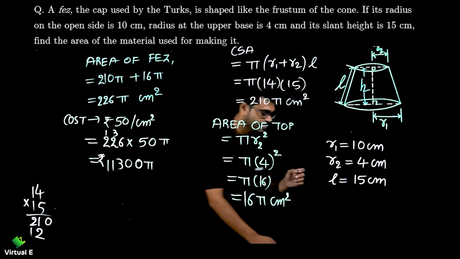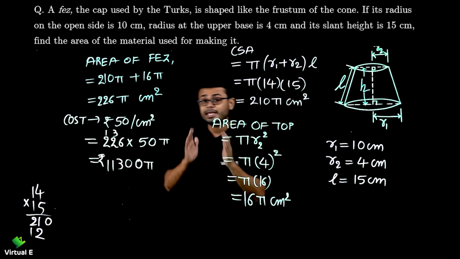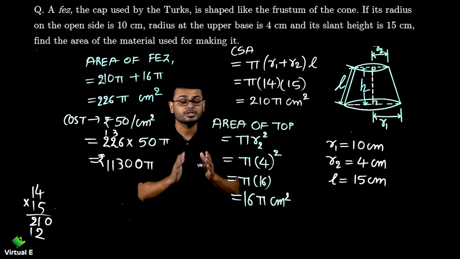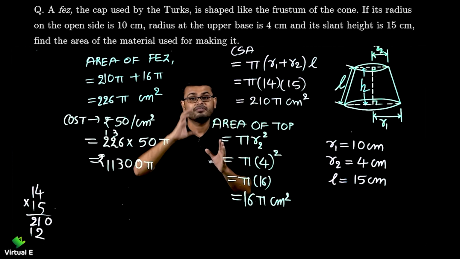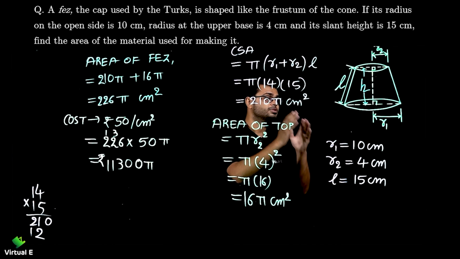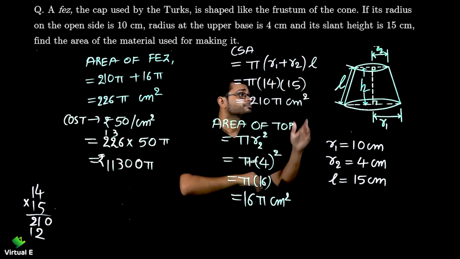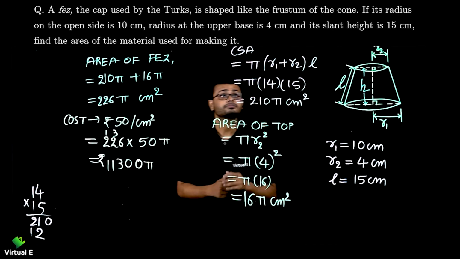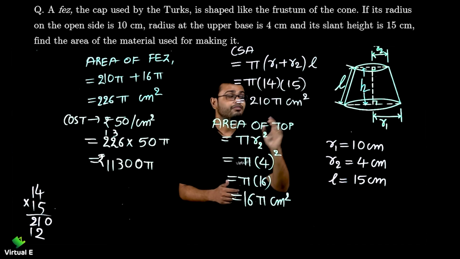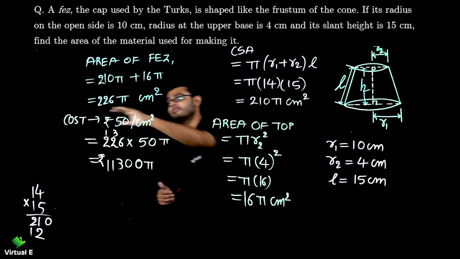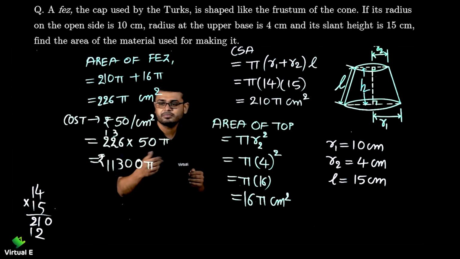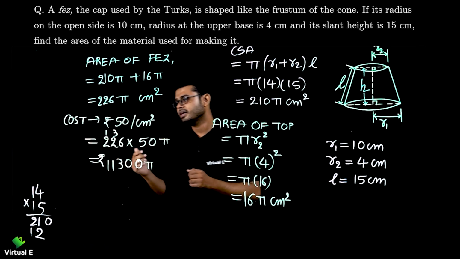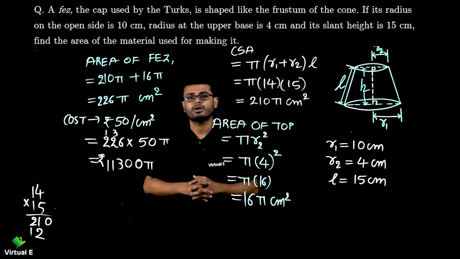So let's recall the steps. This is an application based question. Remember, it's not directly given as a frustum. There is a phase type cap, which looks like a frustum. R1, R2, L were given. We find the CSA, we find the area of the top, we add them, and we are done. If you want to extend this question, take some cost and multiply with this area, and you'll get the cost of the material required as well.